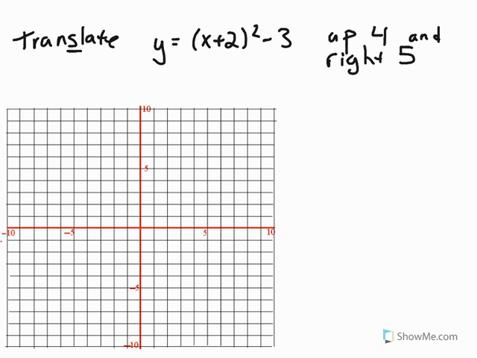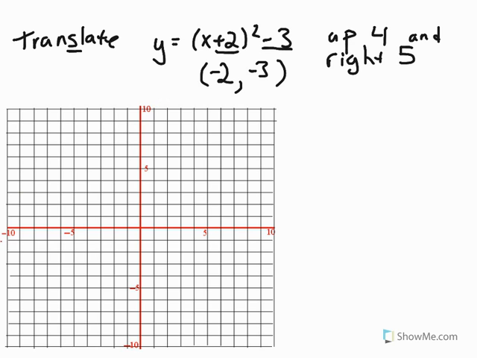So the first thing we need to do is write down the vertex of our graph, which in this case, we look at this 2 right here, which is the opposite of our h value. So since it's plus 2, we're going to write negative 2 down for the h value. And then this minus 3 is our k. So we write down negative 3.